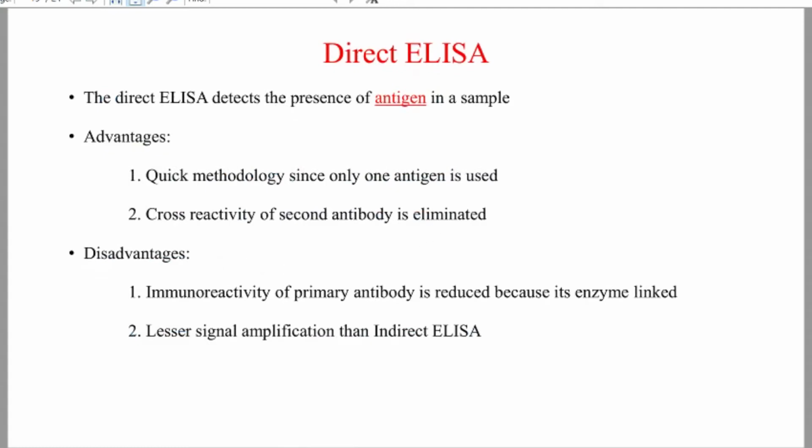Disadvantages, the first one is quite significant, the fact that the immunoreactivity of the primary antibody is somewhat compromised because of the enzyme that we are linking it to, which means that the primary antibody might show decreased affinity for the antigen that we're trying to assay, and there's no signal amplification, so it's less sensitive than indirect ELISA.